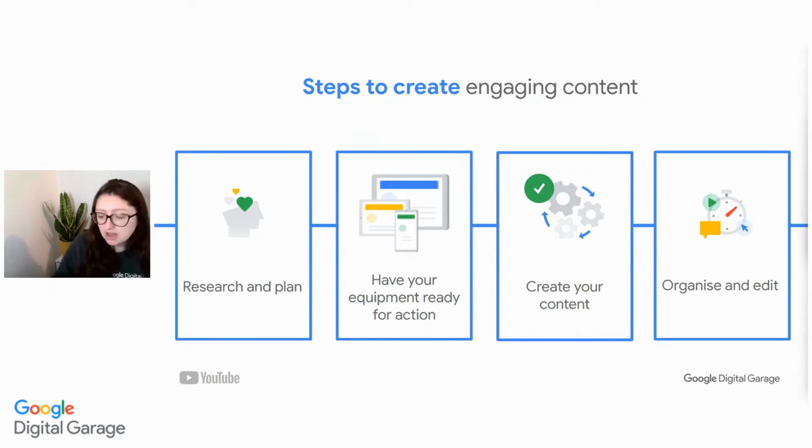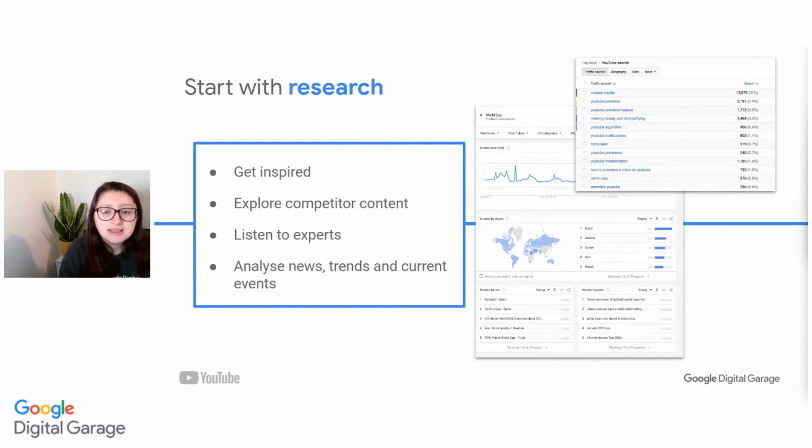Now, starting with researching and planning, get inspired. Being well informed can really kickstart that creative process when it comes to creating content. Look at competitors. Look at what's already being done. Listen to experts, someone who's lived and experienced and learned from their story. Analyze the news in your specific niche. Look at social media trends. Look at search trends. And start to determine how these trends are contributing to the conversation you want to get involved with.